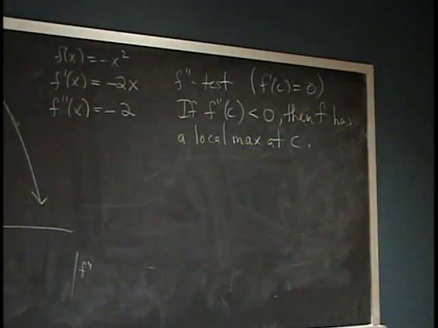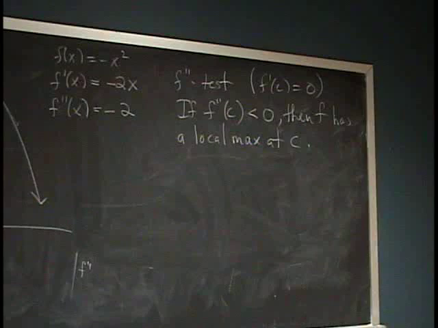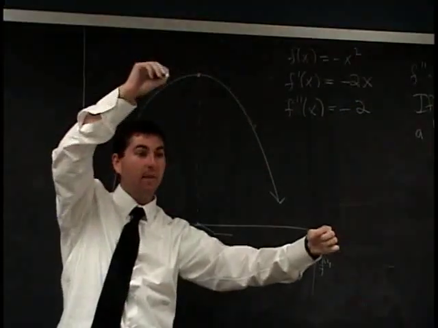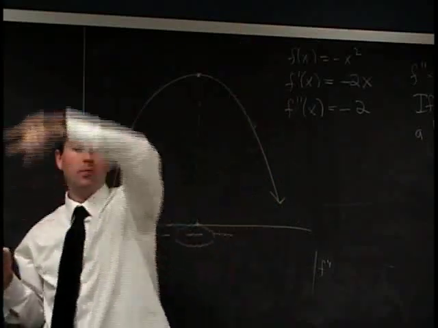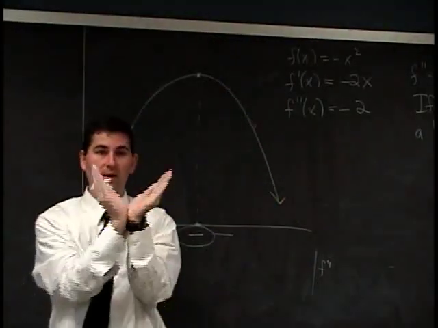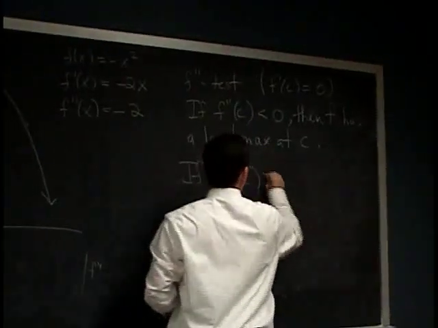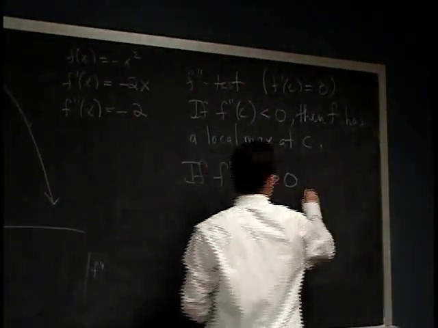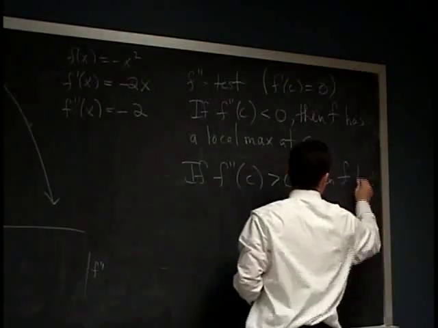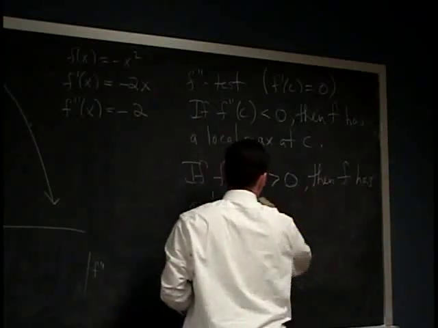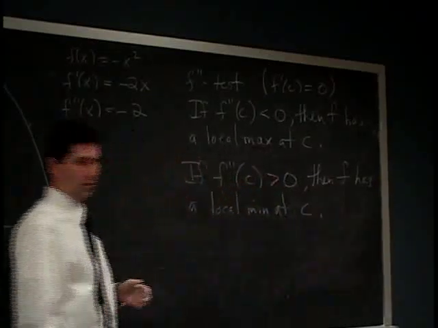So if you have something which is concave down at this point, then you have a local max. And that makes sense, right? A cave has a max point. And if it was concave up, what do you think it'll have? A min point, right? So if the second derivative is positive, then F has a local min at C.